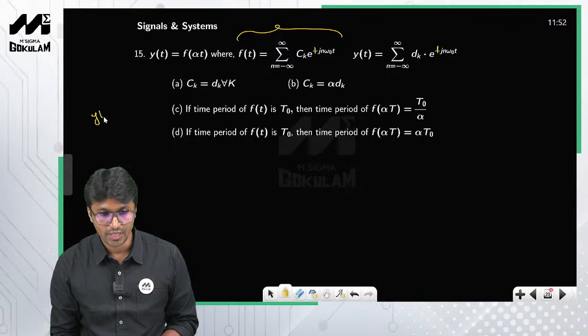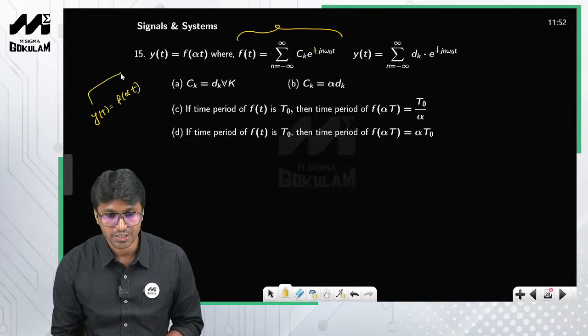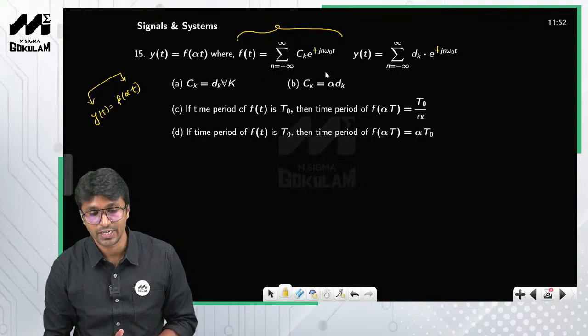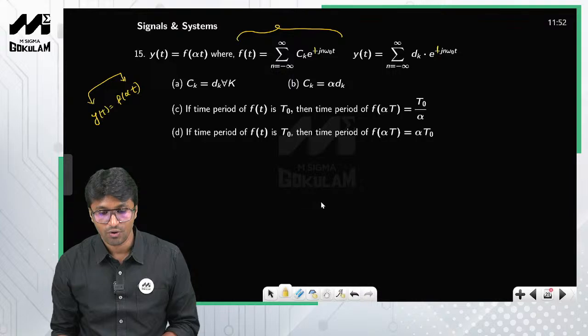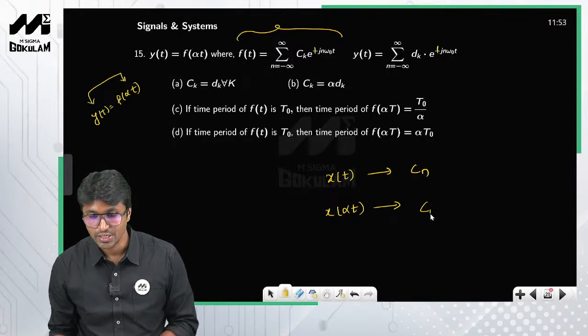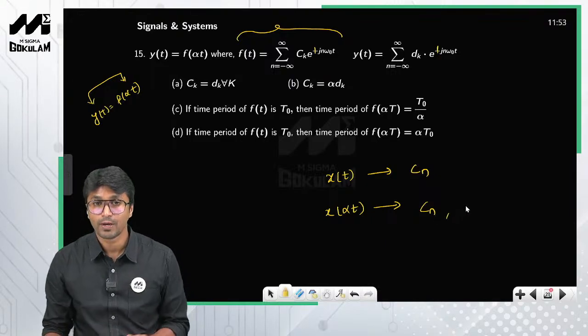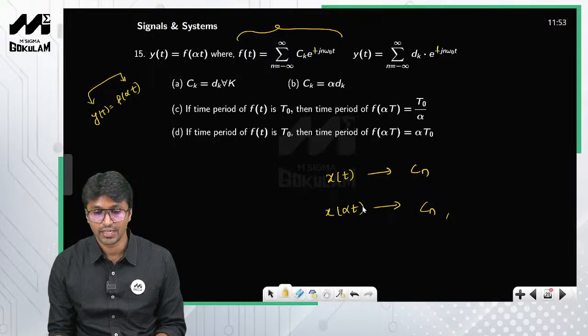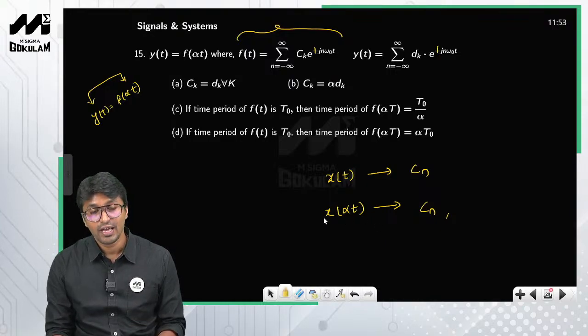So y of t is equal to f of alpha t. If this is the relationship between these two signals, how are their Fourier series coefficients related? Scaling property, we have already learned that: if x of t has Fourier series coefficient Cn, what will be the Fourier series coefficient of x of alpha t? It is also Cn. The only thing is that the signal in the frequency domain gets scaled.